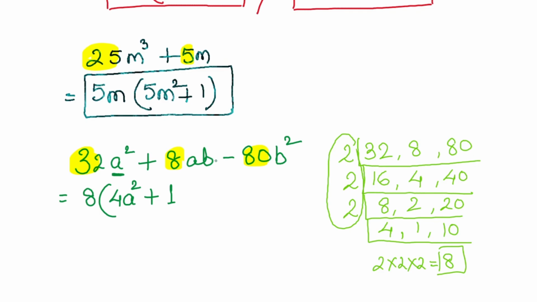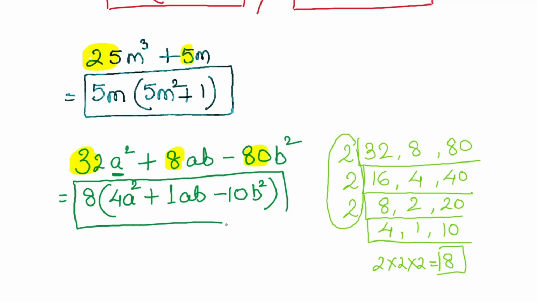Now, the variable will come as such. So AB, because again, the variable is not common. And for the third one, negative 80 divided by 8 is a negative 10. We'll still have to write the variable, and this is the factored form for the above expression.